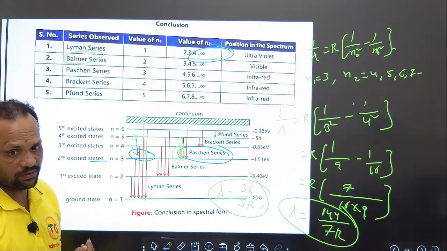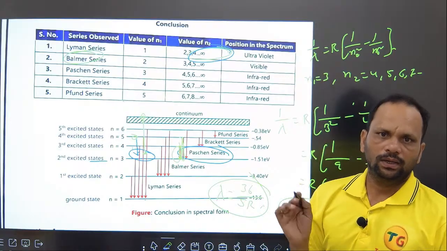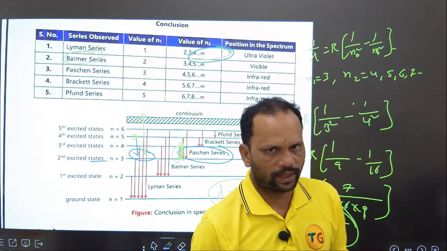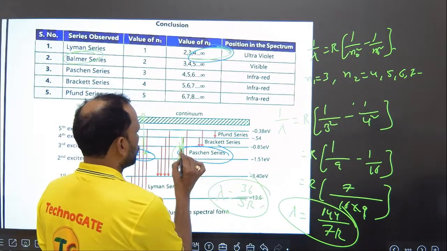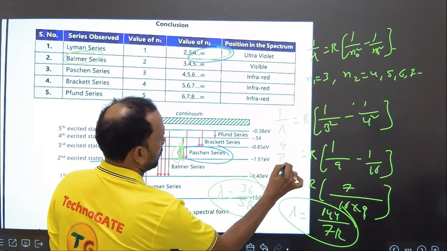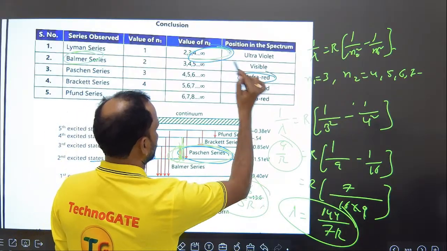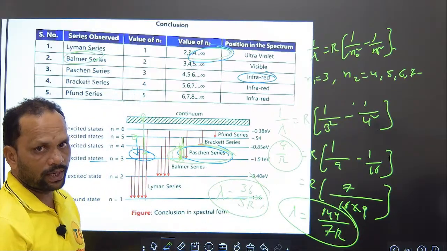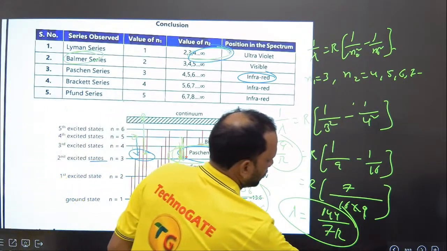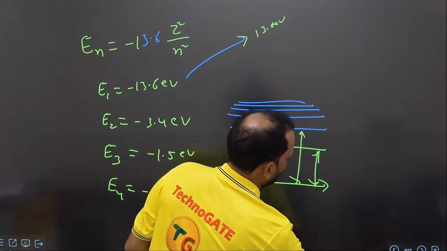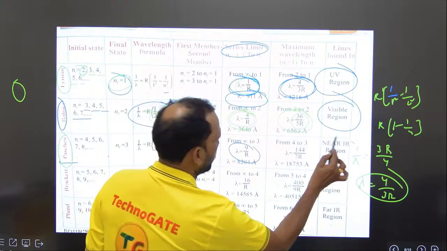What is the shortest wavelength? As we said earlier, the shortest wavelength for the Lyman series is 1 square by R, for Balmer it is 2 square by R, 4 by R, and for Paschen it is 3 square by R, 9 by R. The shortest wavelength is 9 by R. Which region does this come in? It is the infrared region, the near infrared region. Like that you can find out the shortest wavelength and longest wavelength in the near infrared region.